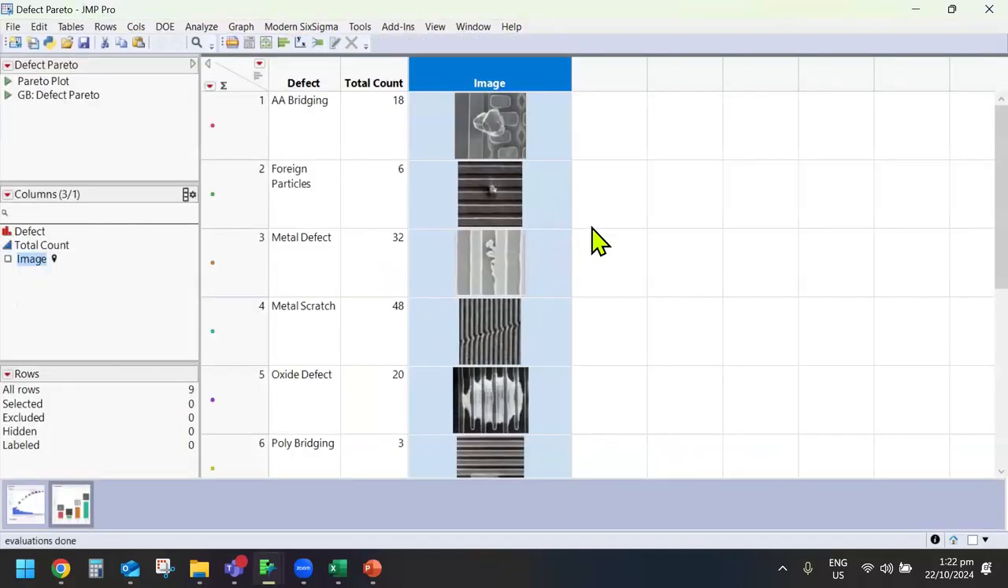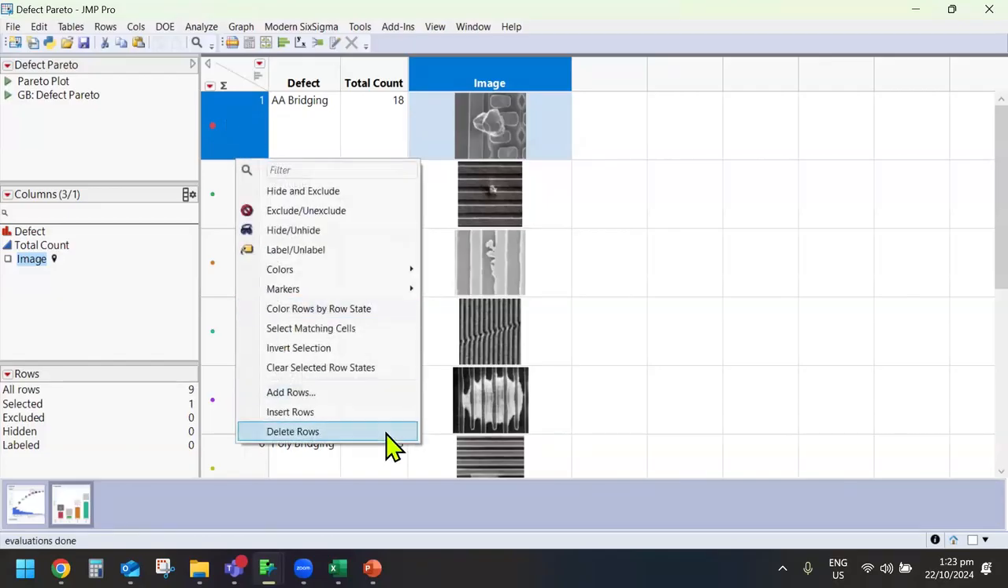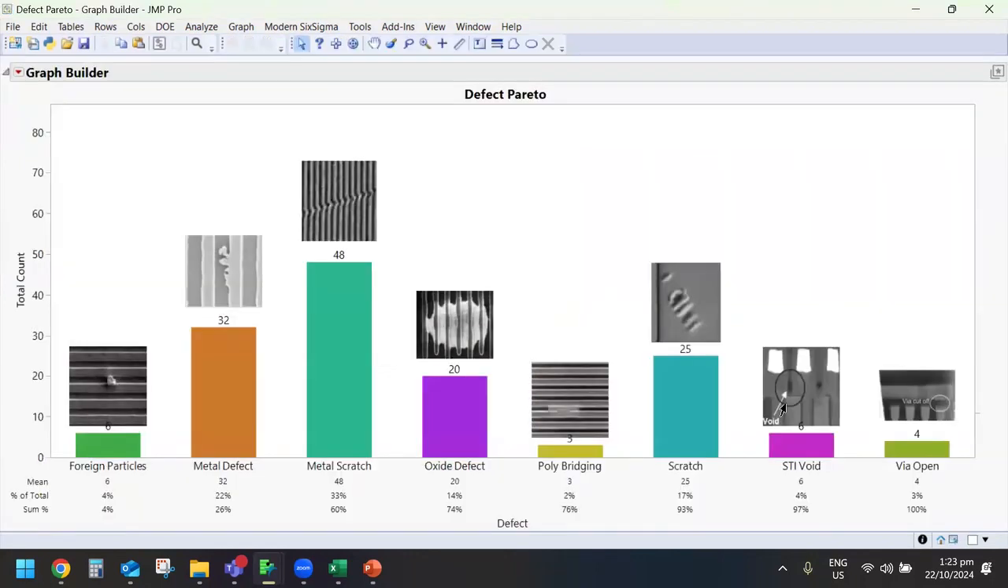So anytime after your project, when you finish one, you settle one defect, for example AA bridging, I'm done, I kill this defect, no longer have AA bridging. I delete this one, so in the chart, AA bridging is also gone. This is a linkage between the JMP data table and the pictures.